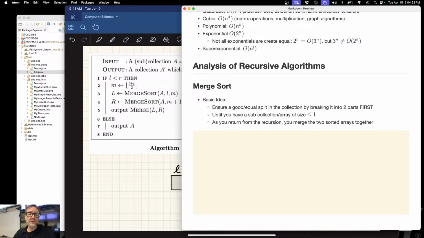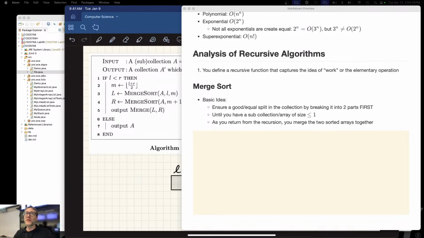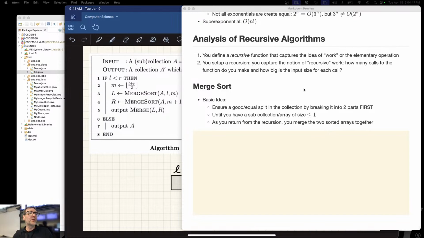That's how it works. So how do we go about analyzing this thing? Well, first of all, you have to define a recursion. A recursion like the Fibonacci sequence, right? Where you set up a function that is in terms of itself. You define a recursive function that captures the idea of work with respect to the elementary operation. Then you set up the recursion. You capture the notion of recursive work. How many calls to the function do you make, and how big is the input size for each call? Then you solve the recursion, right?